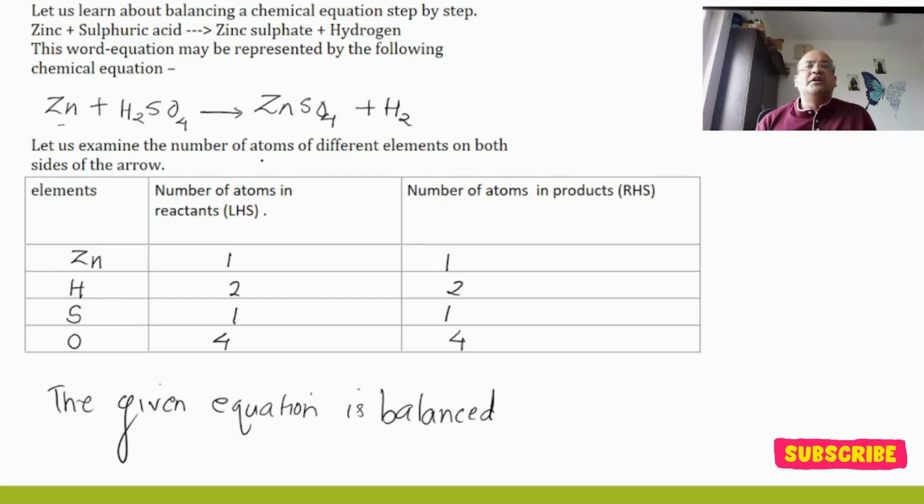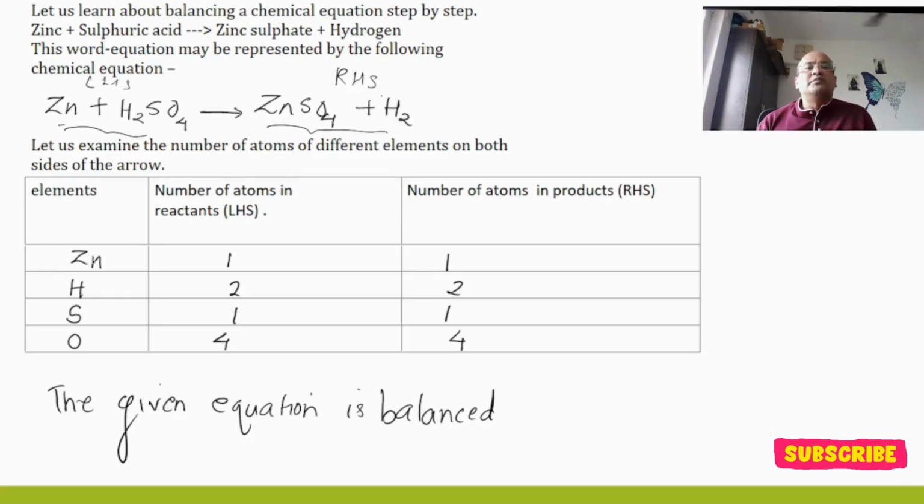Now let us examine the number of atoms of different elements on both sides of the arrow. This is the reactant side and this is the product side. This is my LHS and this is my RHS. Now let us see. First of all, I need to write down the elements. That is Zn, then hydrogen, sulfur and oxygen that I have written.